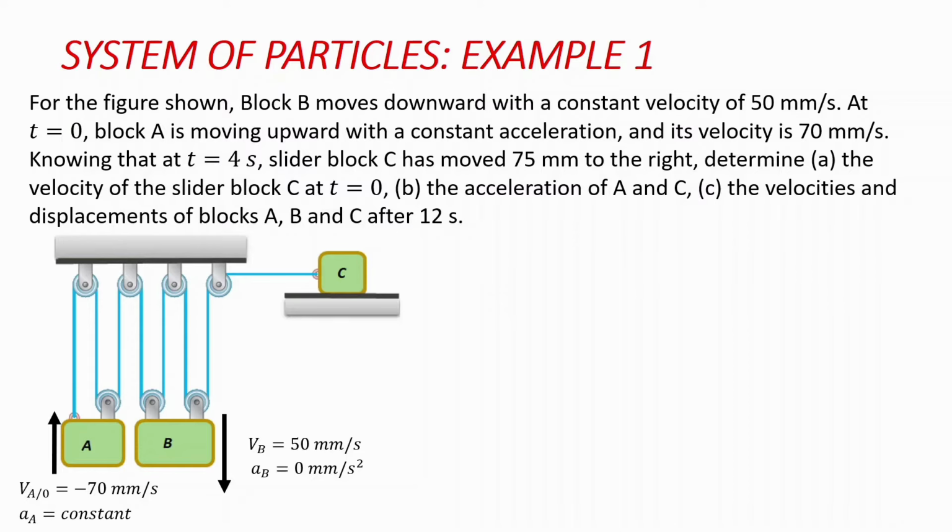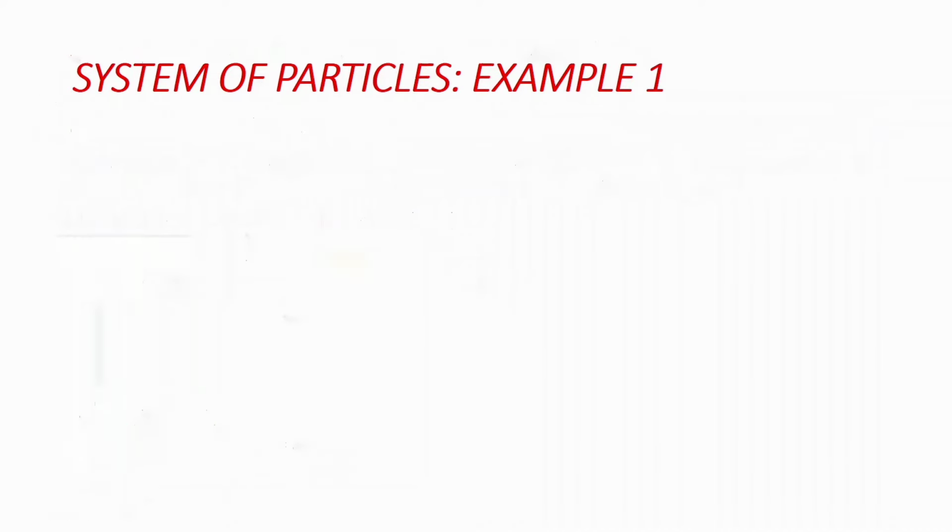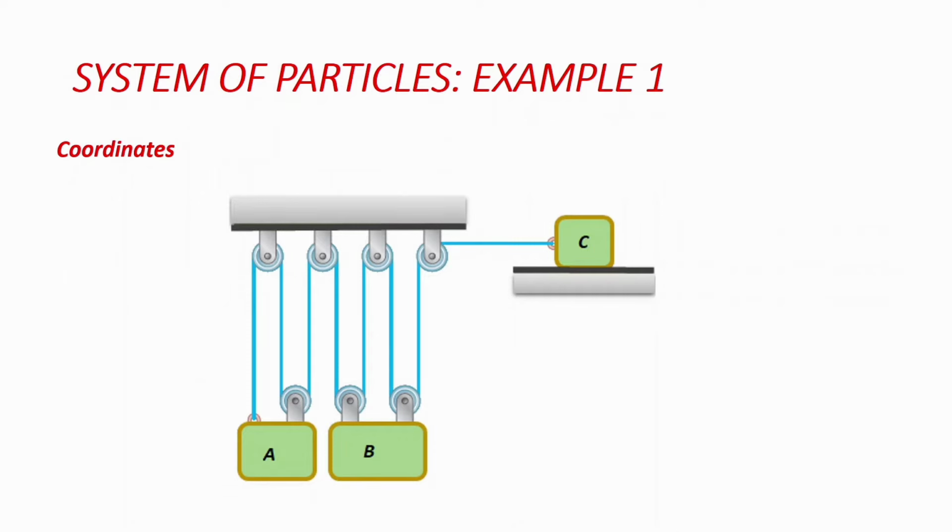But to proceed with the parameters that are given unto us, we have that at time t equal to 4 seconds, the slider block C has moved 70 millimeters to the right. And we're asked to determine the velocity of the slider block C when time is 0, the acceleration of A and C, that's block A and C, as well as the velocity and displacement of blocks A, B, and C after 12 seconds. To solve this problem, we want to start by first looking at the coordinates.